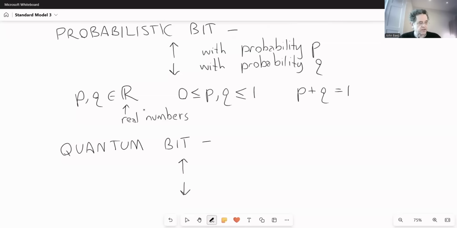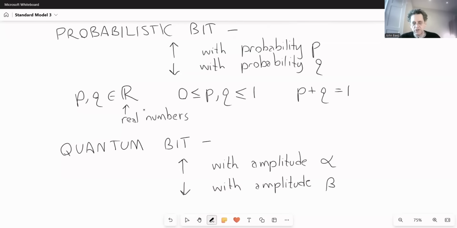Okay, so what's the deal? Well, in a quantum bit, you have up, not with a certain probability, but with a certain amplitude. Let's say it has amplitude alpha. Now I'm switching to Greek letters just to be more intimidating. And let's say it's down with amplitude, well, I know that after alpha comes beta. That's why they call it the alphabet. So we'll use those two Greek letters for our numbers now.